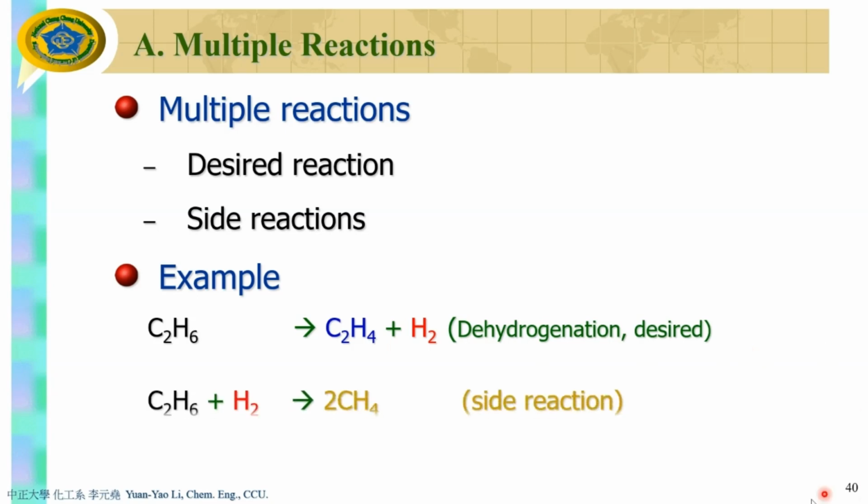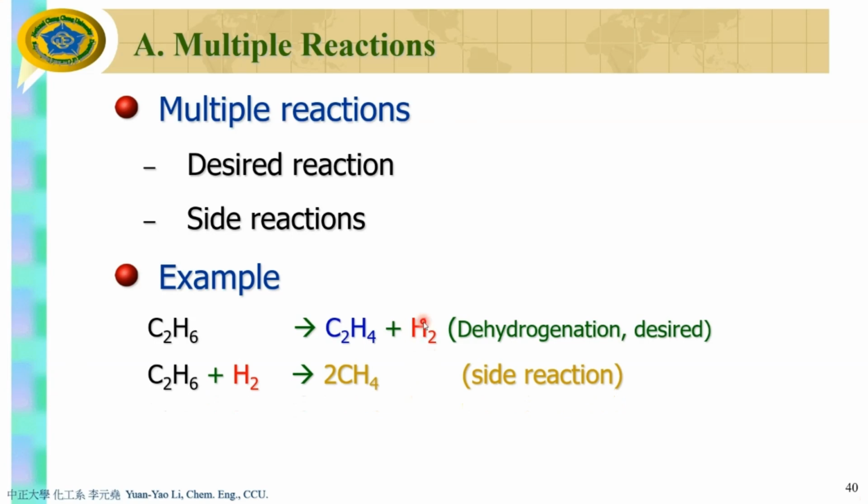However, unfortunately, H2 hydrogen will have chemical reactions with the reactant C2H6 and produce methane, CH4. And we don't like CH4 in this process. So this is what we call a side reaction. That means the product will have chemical reactions with reactants, and this is what we call a side reaction.